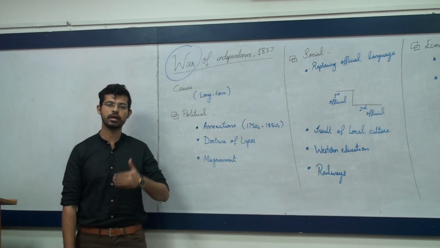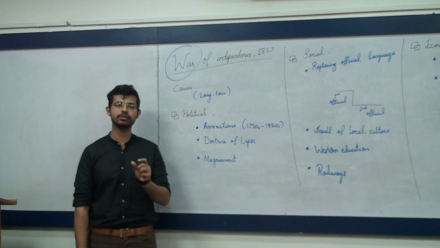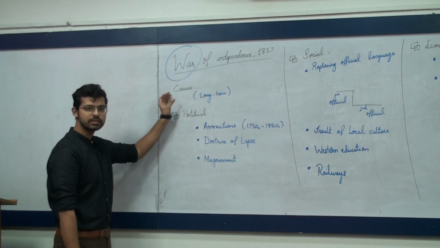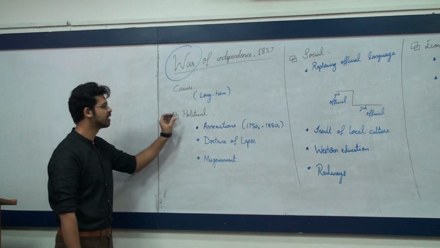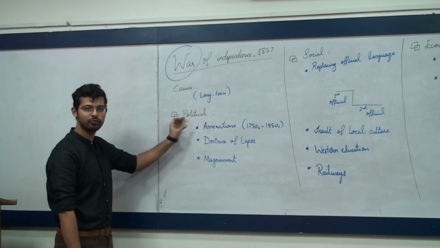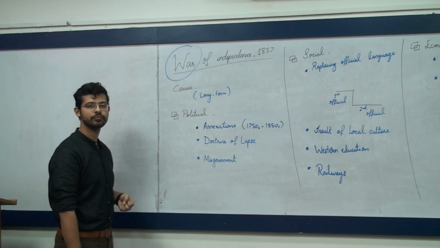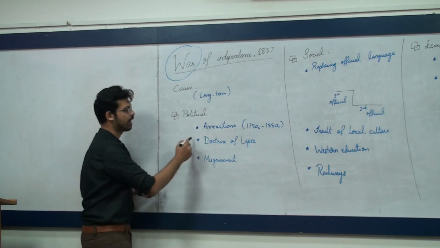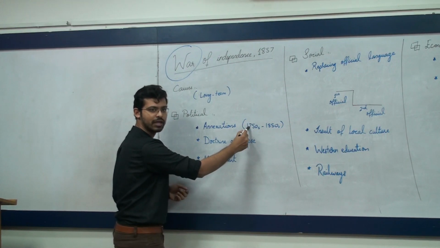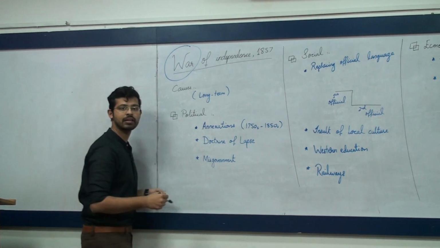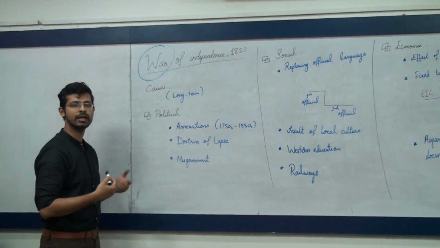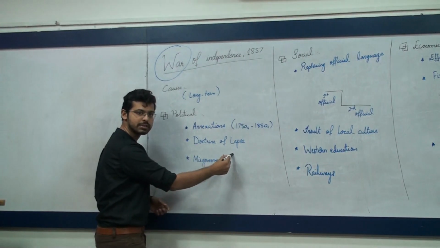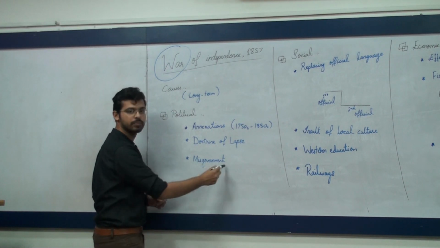Let us now continue with the topic and see it in more detail. Starting with the long-term causes, the first one we have is the political causes behind the War of Independence 1857. Now the political causes include 3 pointers over here. Annexations between 1750s and 1850s done by the East India Company to capture the Indian territories. The second one, doctrine of lapse, and the third one, misgovernment.